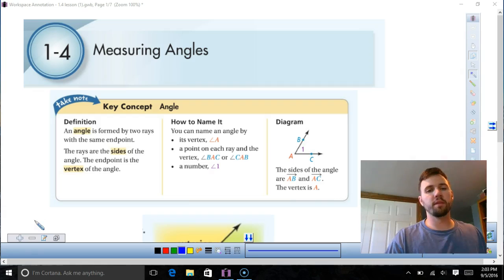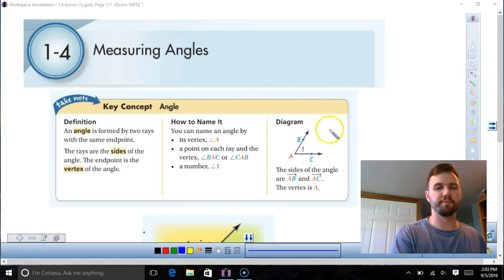So the vertex is the point where they connect, the point of the angle. The vertex can get you in the eye, right? It kind of looks like an arrow. So we can name an angle different ways. There's actually three ways to do it, and you can see the picture over here.